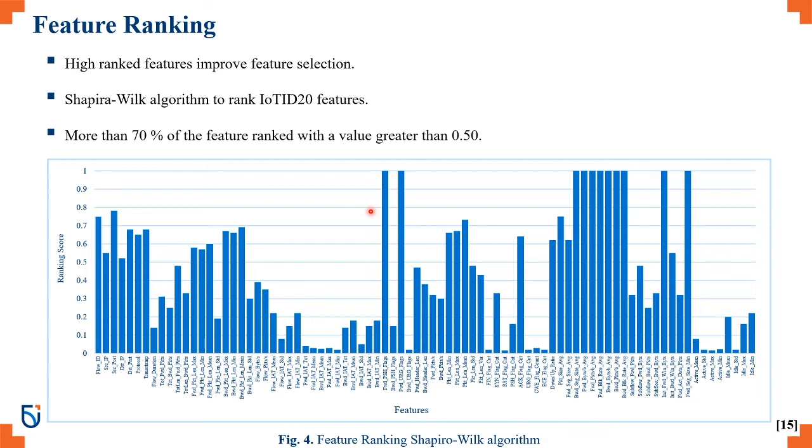After removing correlated features, we used the Shapiro-Wilk algorithm to rank the features of our proposed dataset. More than 70% of features rank with a value greater than 0.50, as shown in figure number 4.